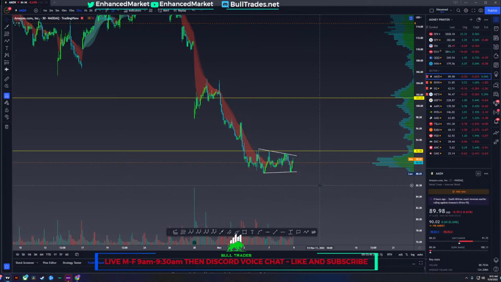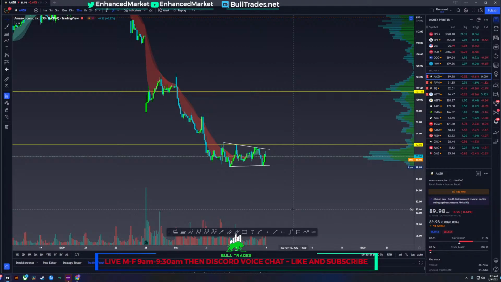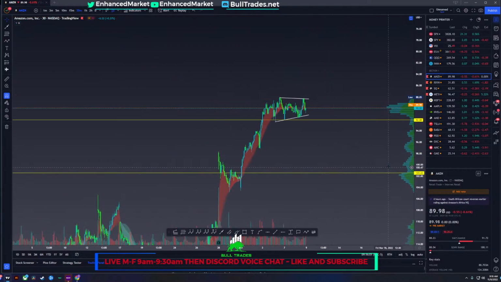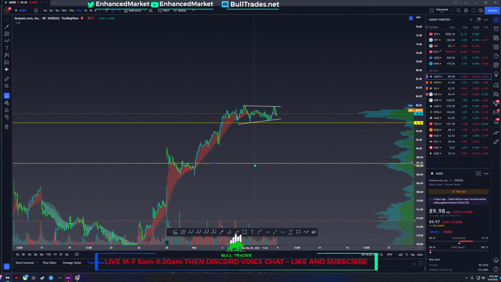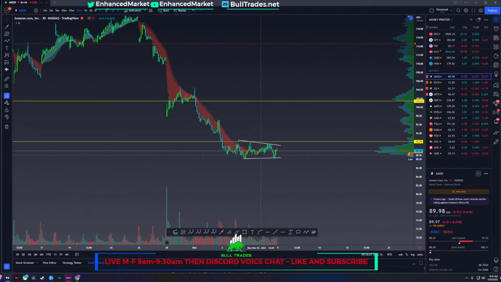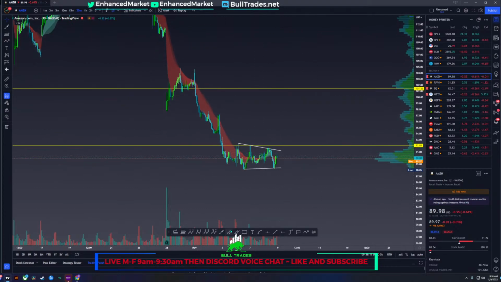Amazon. Perfect bear flag. If I inverse this chart, everyone would trade this to the upside. Perfect flag. All right, so keep an eye, watch for a rejection at 92. If this level rejects, puts can totally work.